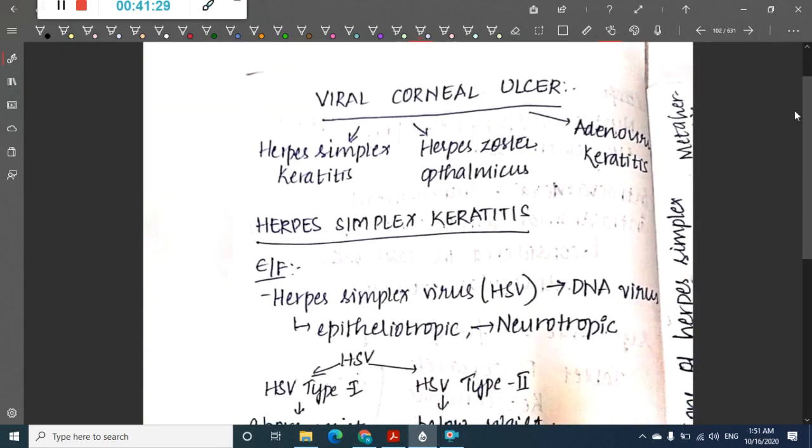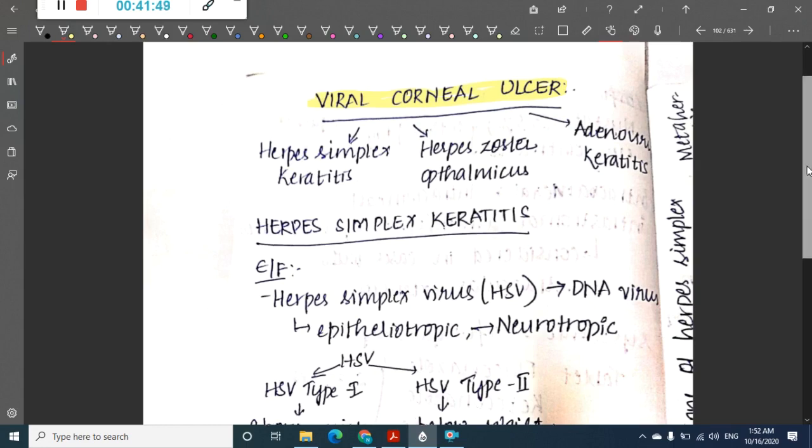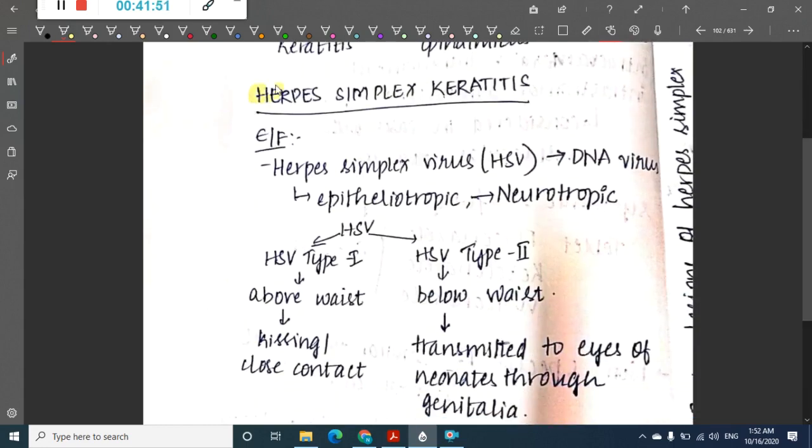Once we have learnt about the fungal corneal ulcer, we have viral corneal ulcer. The viral corneal ulcer can be caused mainly by 3 viruses. One, herpes simplex keratitis. Second, herpes zoster ophthalmicus. Third, adenovirus keratitis. First, let us learn about herpes simplex keratitis.